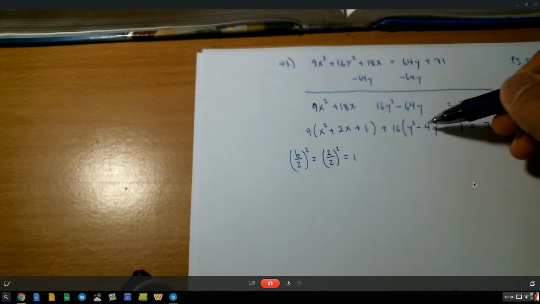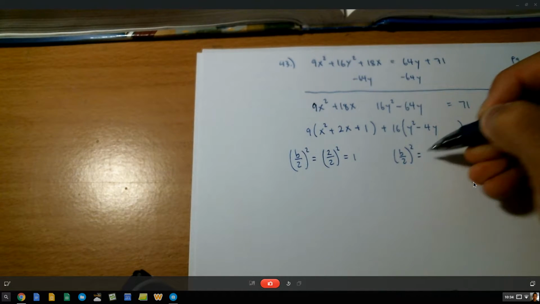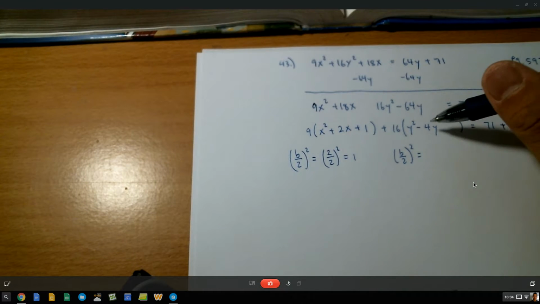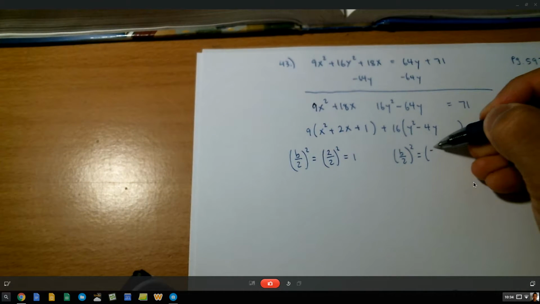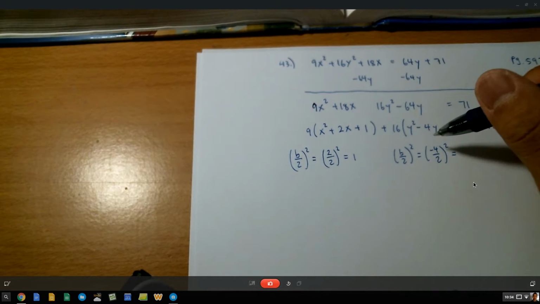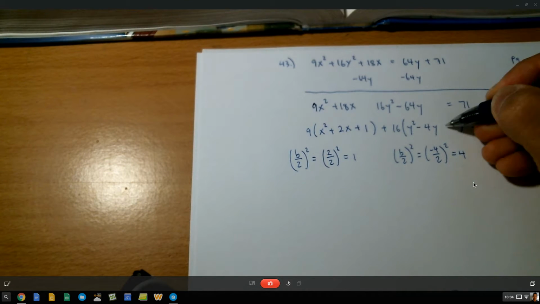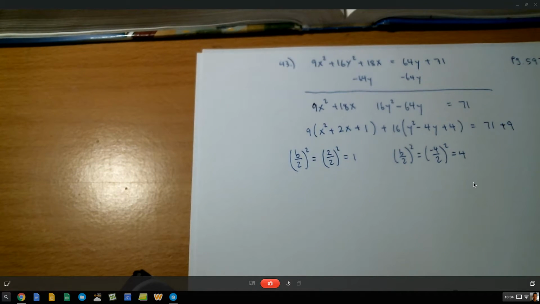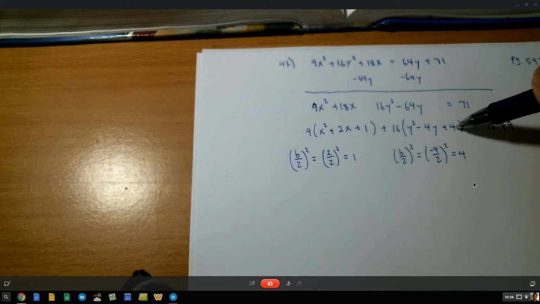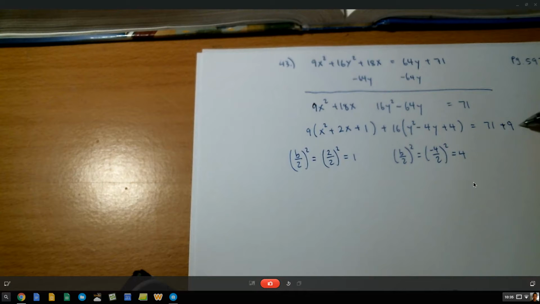Same thing for this negative 4. If we go and complete the square, we'll get b over 2 squared. In this case, the b value is negative 4. So negative 4 over 2 squared. Negative 4 over 2 is negative 2. Square that is 4. So we add 4 into the space. But if you add 4 to the space, remember this 4 is being multiplied by 16. So you have to add 64 to the other side. 4 times 16 is 64.